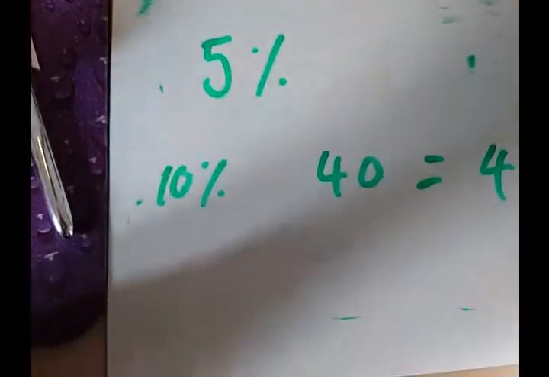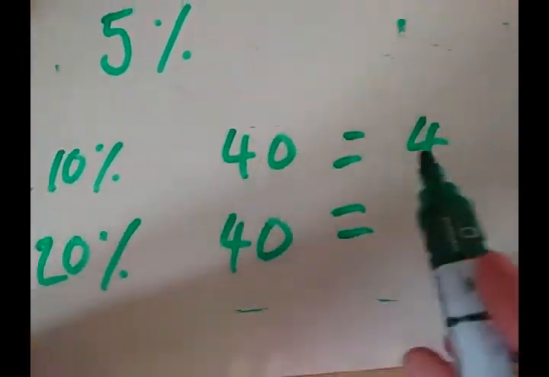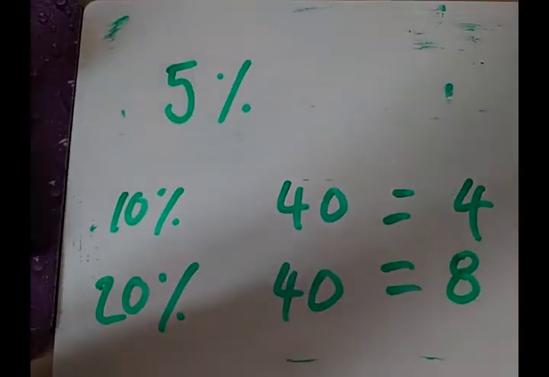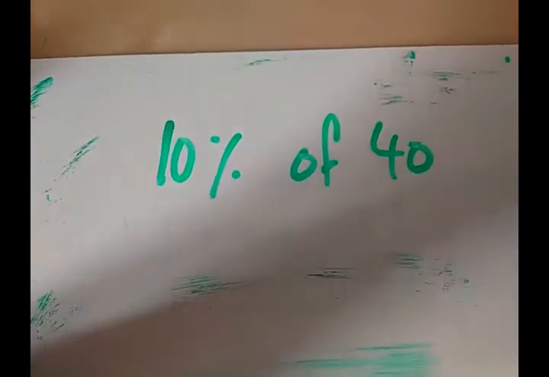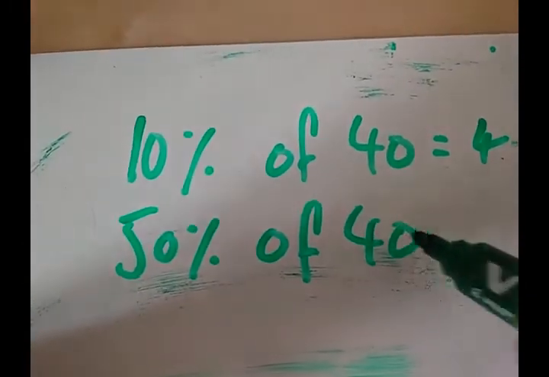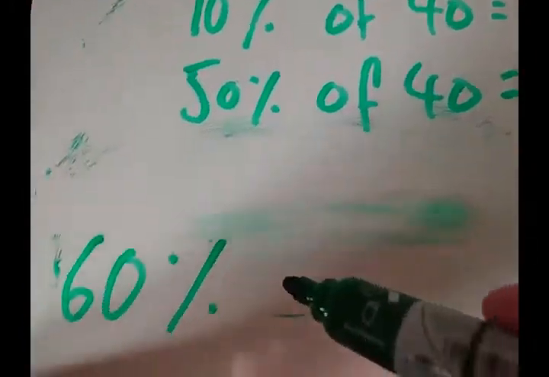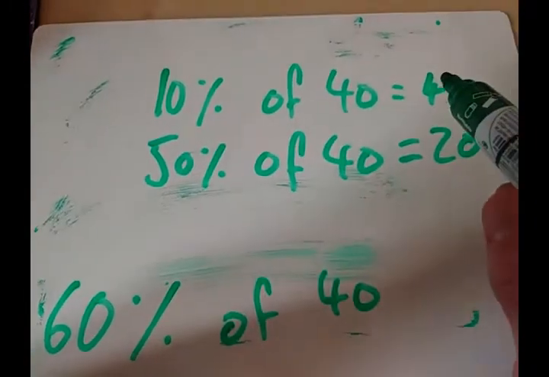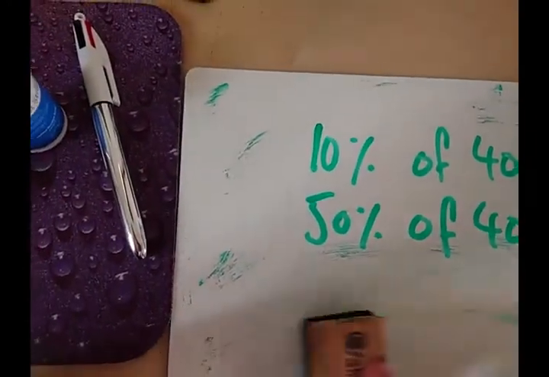Similarly, if we go the other way, 20% is just doubled. So 20% of 40, well, 10% is 4, 20% is going to be double, so it's going to be 8. And then we can take that one step further. What about 60%, for example? Well, 10% of 40, dividing it by 10, is 4. 50%, remember, is divided by 2 or half. Half of 40 is 20. 60% is just 10% plus 50%, because 10 plus 50 is 60. So 60% of 40 is 10%, which is 4, add 50%, which is 20, which is 24.